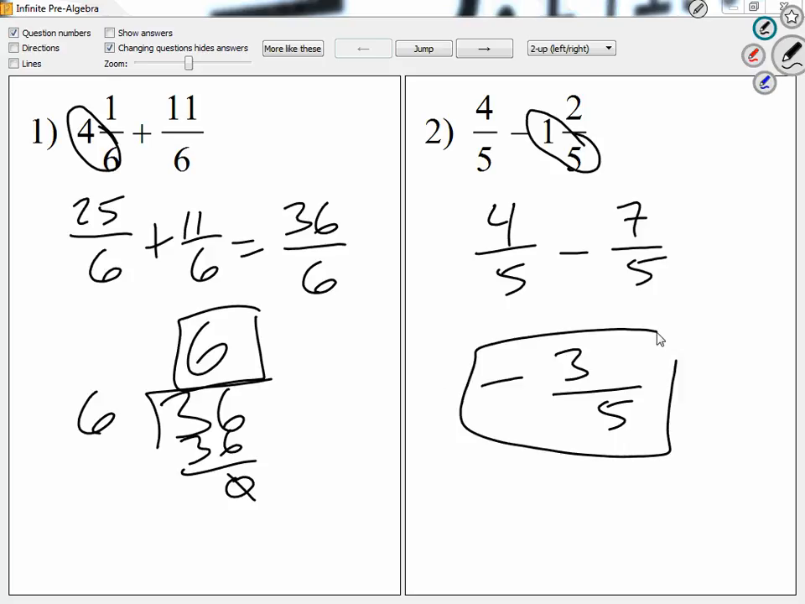This is not an improper fraction. If you notice, the bigger number is at the bottom, so we're good. Right? If it's an improper fraction, like number 1, the bigger number is on top, that's when we do the division thing. When it's not improper, like number 2, you're fine. Just make sure you simplify your fractions if you can.